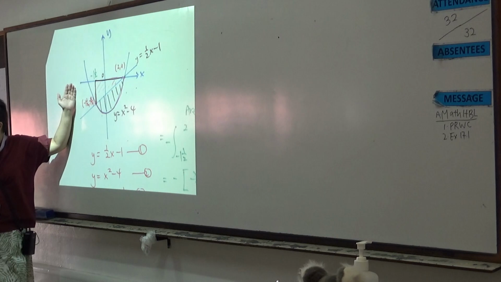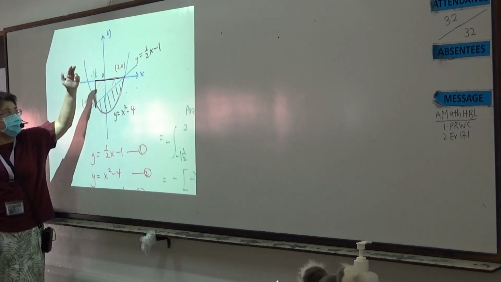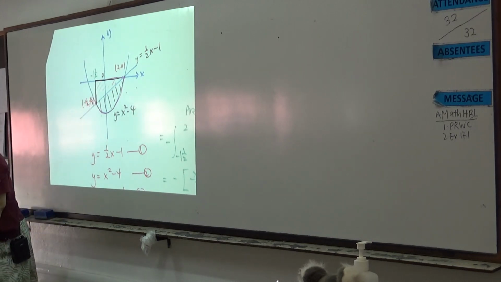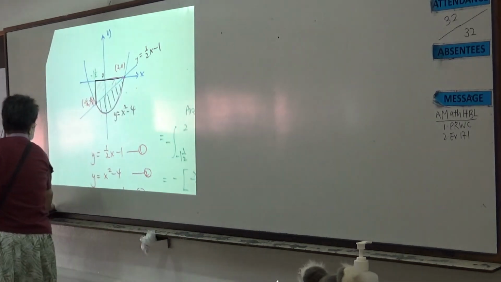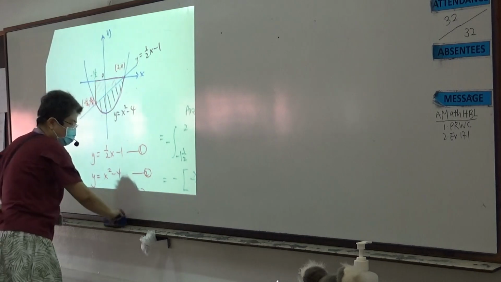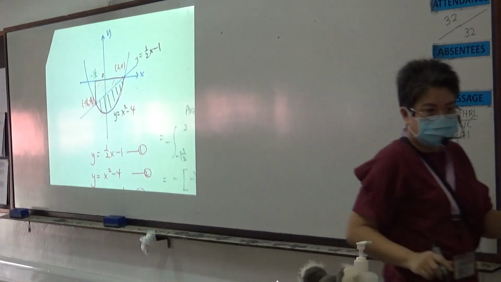1.75. Can you see it's 1.75? So half times base times height, I'll get a triangle. Everybody here? Okay? Now I'm going to show you on the screen what I have done.